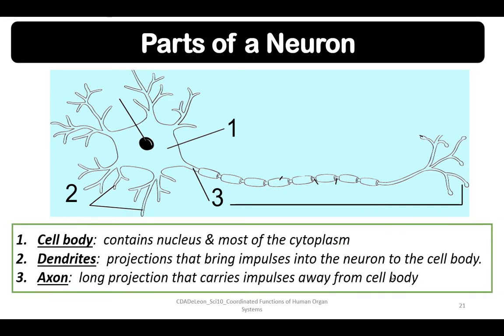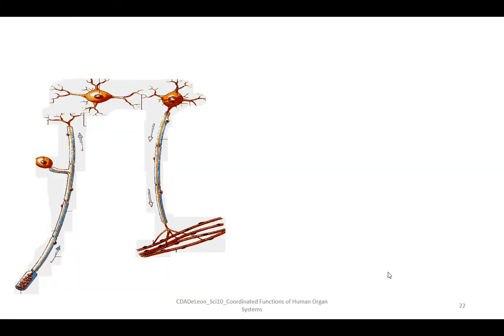So these are parts of the neuron. First, number one is the cell body that contains the nucleus and most of the cytoplasm. Dendrites are the projections that bring impulses into the neuron to the cell body, and axons are the long projections that carry impulses away from the cell body.